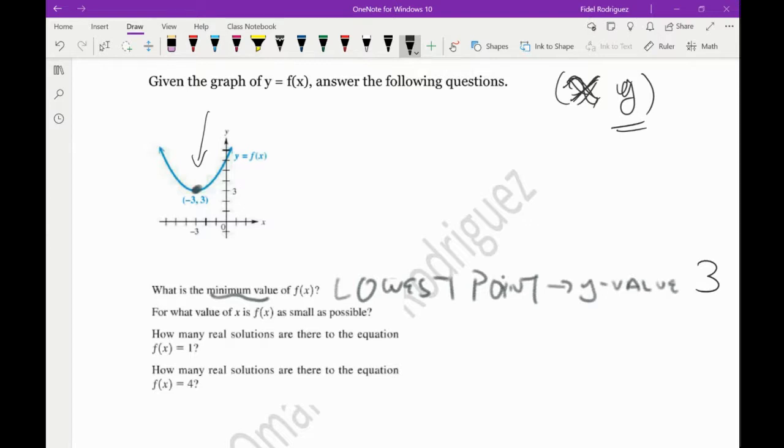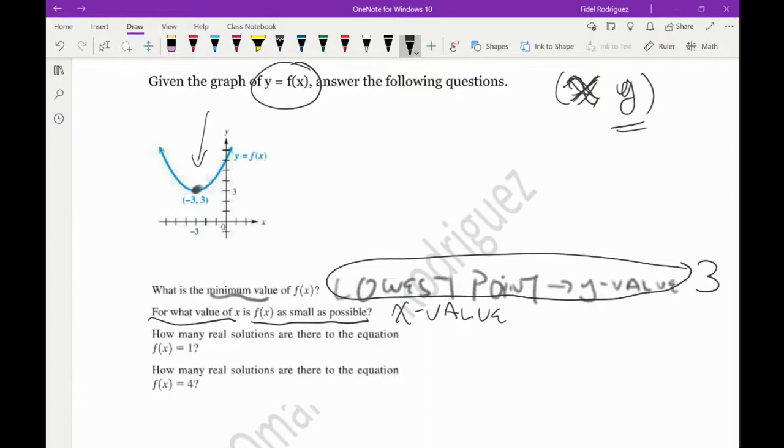All right. And then it says, for what value of x is f of x the smallest possible? So guys, one thing I want to point out, y and f of x are the same thing. So what this here is asking me is, what is the x value when we are at our lowest point? And we would say, well, the x value here happens to be -3. Okay.